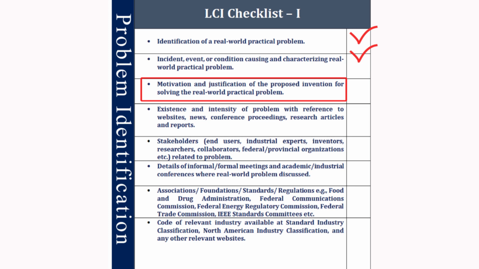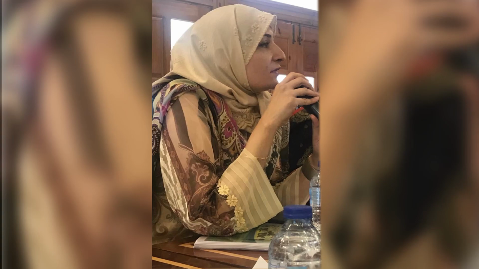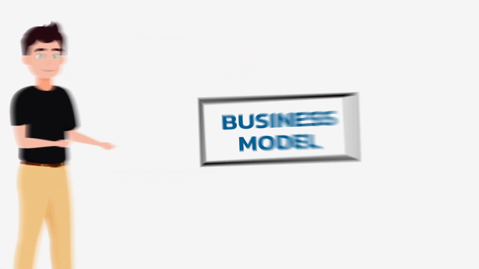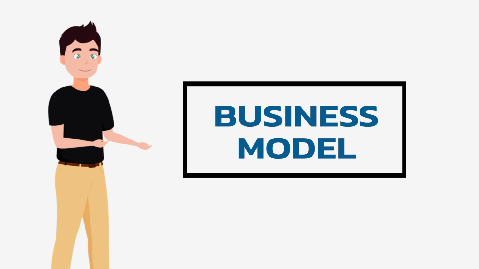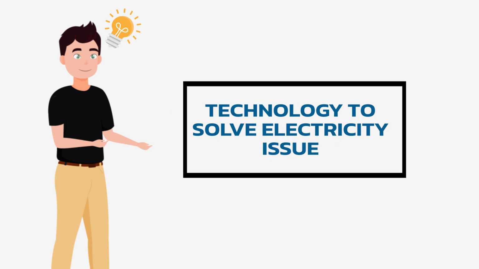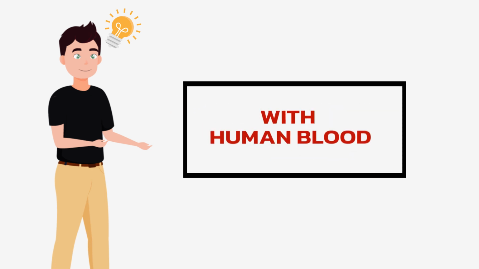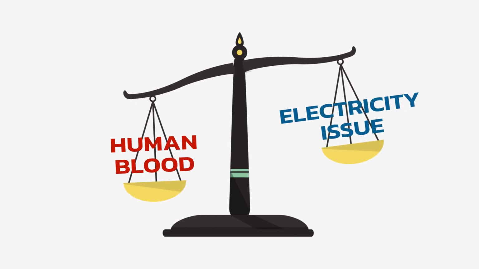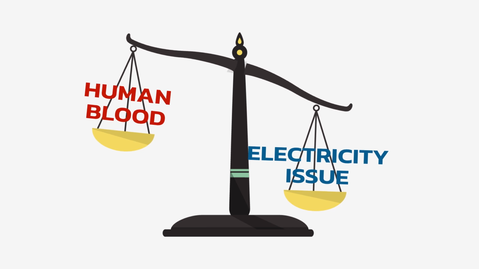real-world practical problem. I remember I was a judge and a student came here and started talking about his business model. He came up with an idea that there is an electricity problem and he is going to solve the electricity problem with human blood. I was astonished with that idea, whether it's really justified to solve the electricity problem with human blood, whether human blood is more important or the electrical issue to be solved is more important.